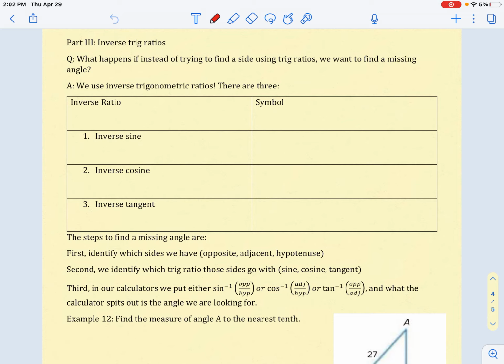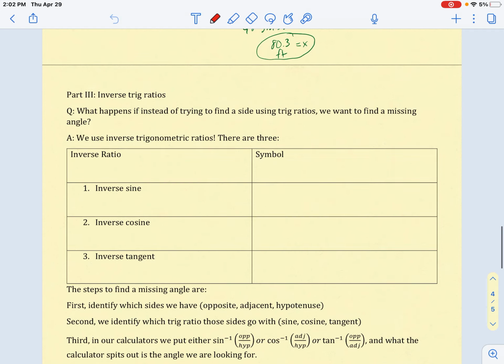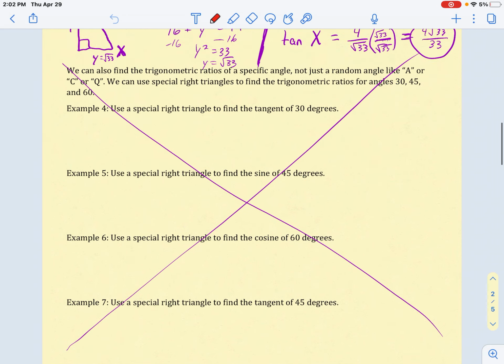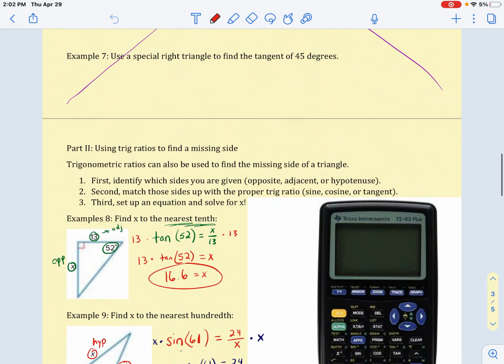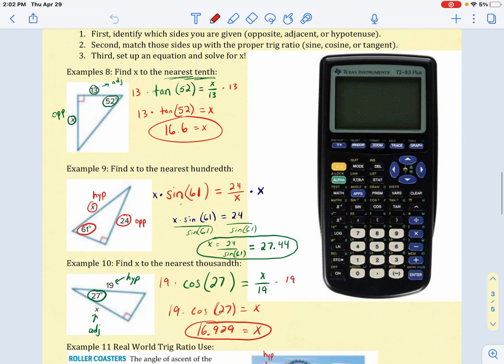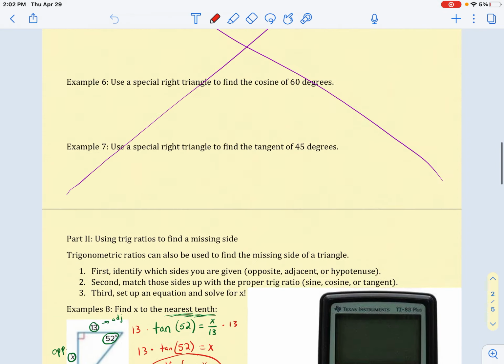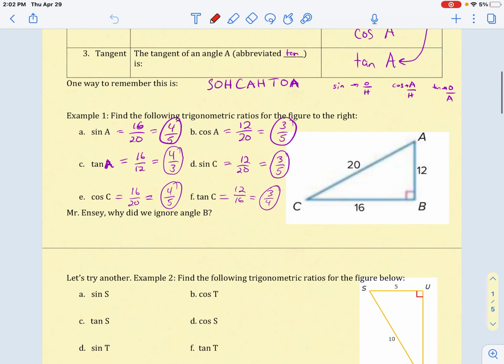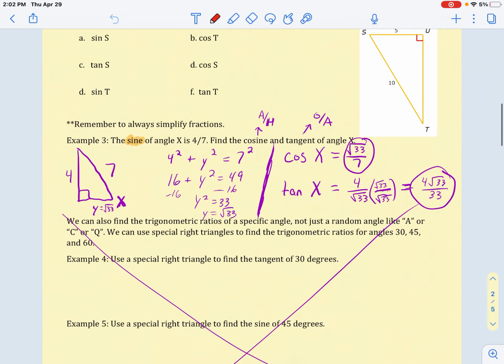So let's begin. All right, so remember before what we were trying to do was find the missing side, right? And you did that on the quiz today. And we used the normal trig ratio, sine, cosine, and tangent. Remember SOHCAHTOA is how you remember which one is opposite over hypotenuse, which one is adjacent over hypotenuse, and which one is opposite over adjacent.